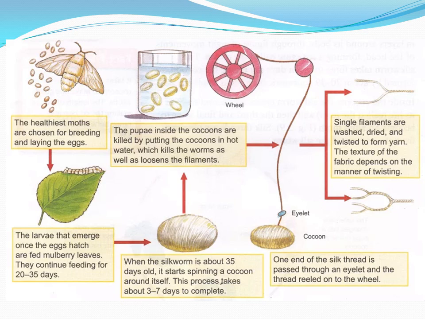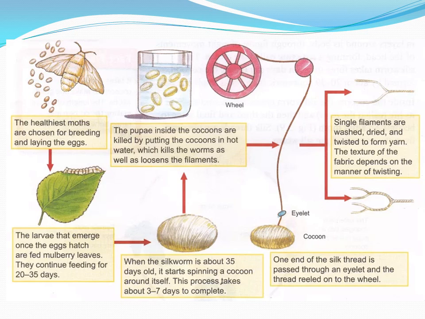First, the healthiest moths are chosen for breeding and laying eggs on the leaves. So we choose the healthiest female moth. Then this female moth will lay eggs on the mulberry leaves. The larva or caterpillar will emerge and feed on these mulberry leaves. The caterpillar will eat these leaves as its food. So it will continue feeding for 20 to 35 days.